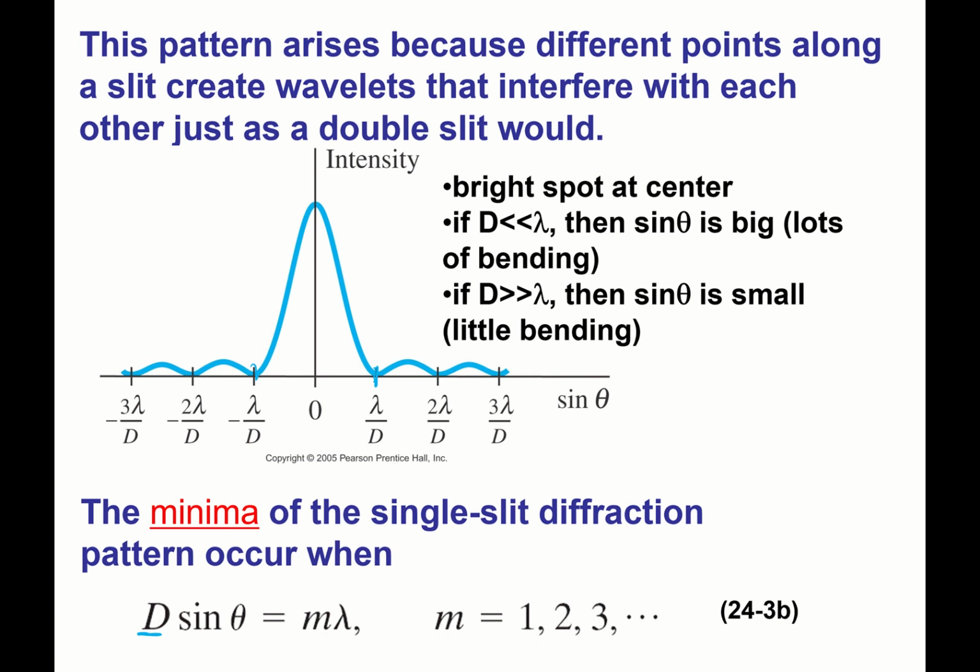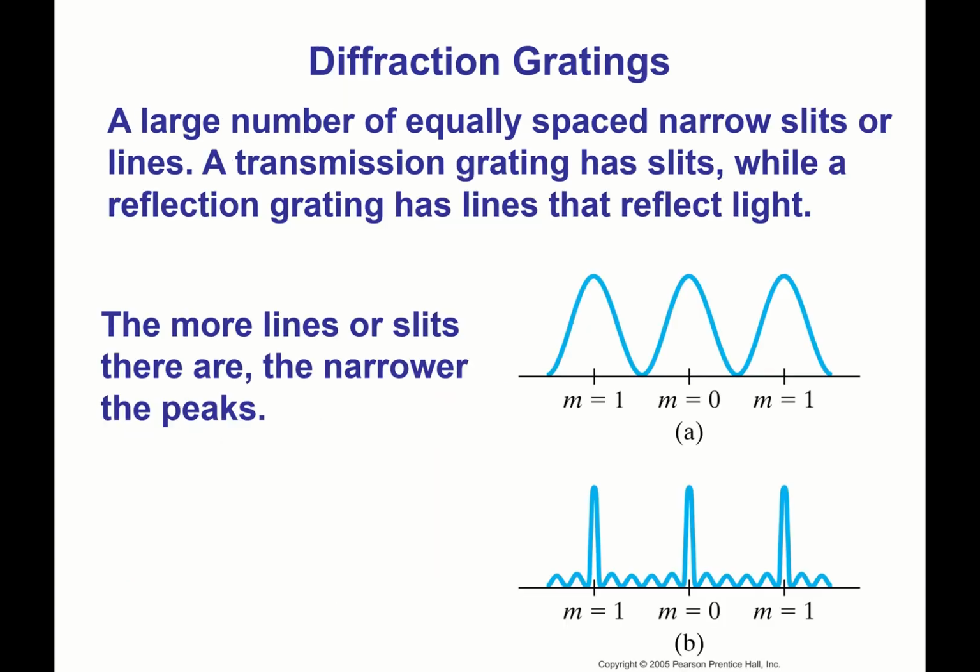If the slit width is a lot bigger than the wavelength, then there's going to be little bending of the light. So if you have a light wave which has a very small wavelength going through a window, there's going to be very little diffraction. But if you have it going through a very narrow slit, like maybe the width of a hair, then it will bend out a lot. So the position of the minima in the diffraction pattern are given by d sine theta equals m lambda. And if you look at the pattern here, you can see that the secondary peaks on the sides are much, much shorter than what you saw in the double slit pattern.